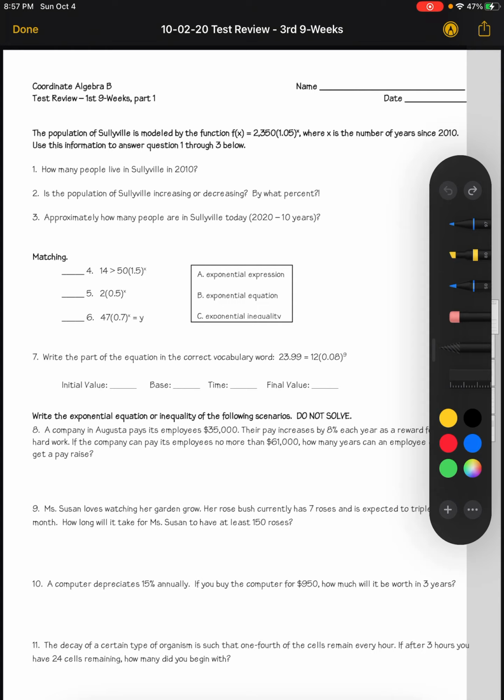The population of Sellersville is modeled by the function f of x is equal to 2,350 times 1.05 raised to the x power, where x is the number of years since 2010. Use this information to answer questions 1 through 3 below. So we're going to know how many people live in Sellersville in 2010. So that is our initial value.